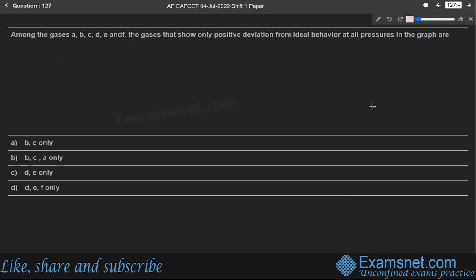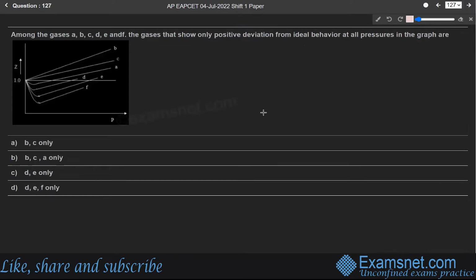Now let's go to this question. Now this is something which is again from ideal behavior, right? When you talk about the graphs of gases, positive deviation and negative deviation graphs are very important graphs. So the question states that among the gases A, B, C, D, E, and F, the gases that show only positive deviation from ideal behavior at all pressures in the graphs are.